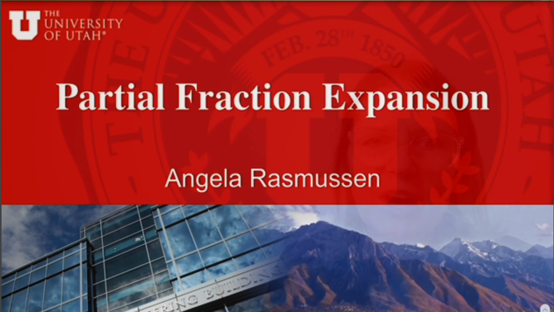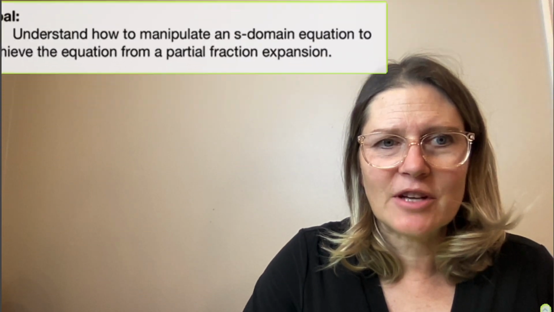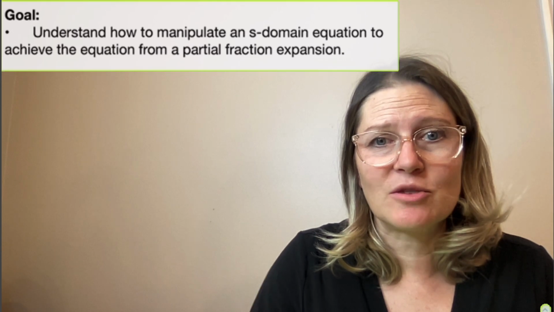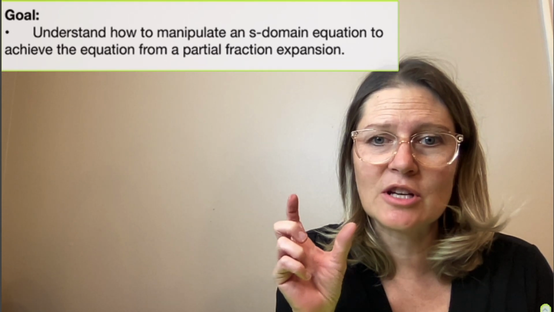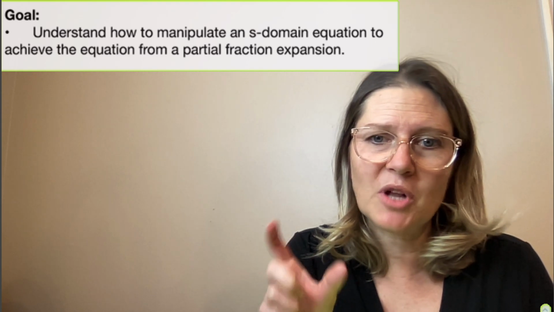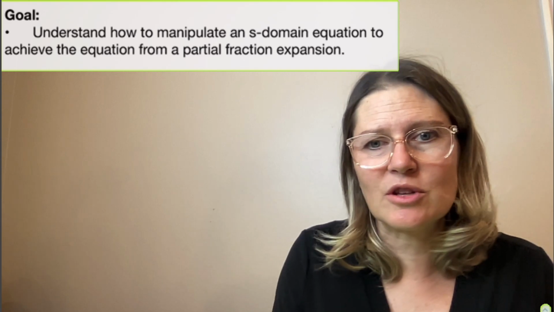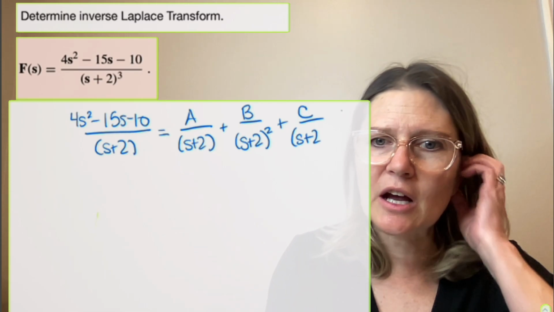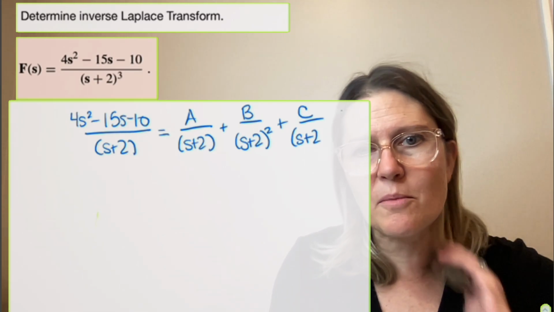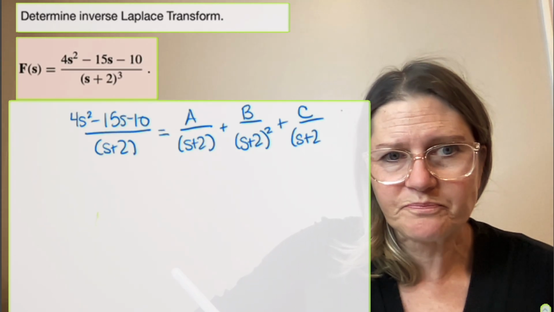About partial fraction expansion. So the goal of today is to understand how to manipulate an S-domain equation to achieve the equation from a partial fraction expansion to be able to match it up with the Laplace transform tables so that you can then change it into the time domain very easily. So this is the problem we're going to look at, and there's going to be a couple different ways you can actually go about finding the variables for A, B, and C.